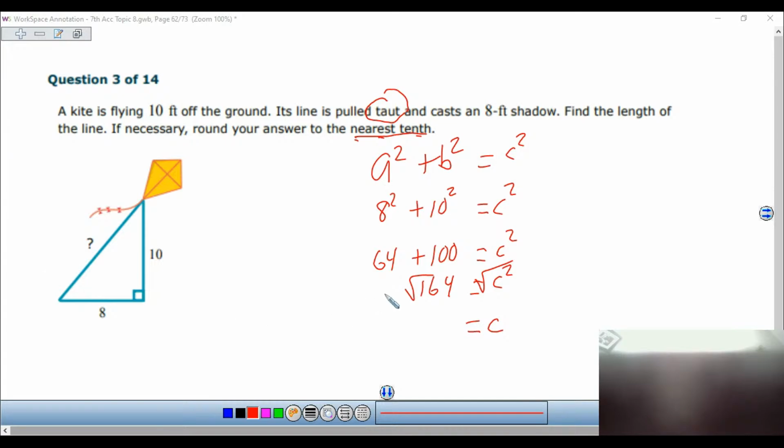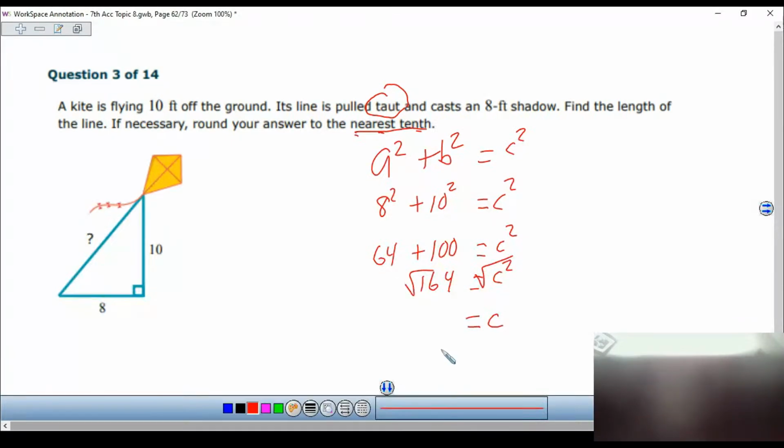And I get 12.8. They want the nearest hundredth, right? Hundredth? Tenth. So 12.8 we're using. So 12.8. That is the length of that string.